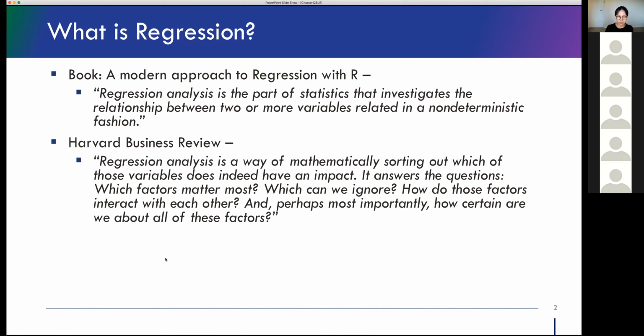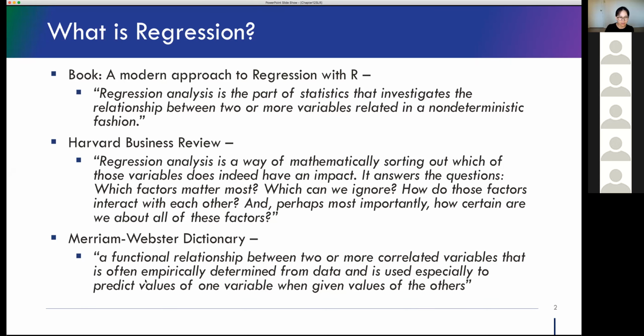I think this is a more comprehensive definition for regression. You can perhaps get some idea that we try to figure out which variable matters the most, their interaction, and how certain we are about them. Well, that relates to our estimation and some tests we can do for those estimates in the regression.